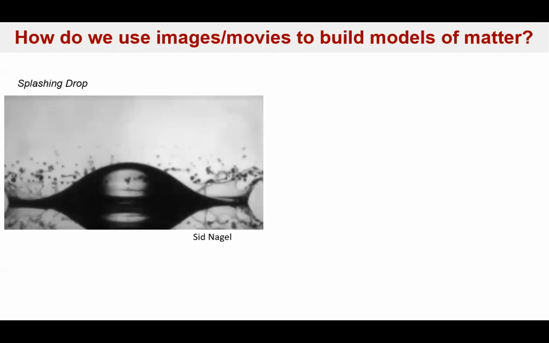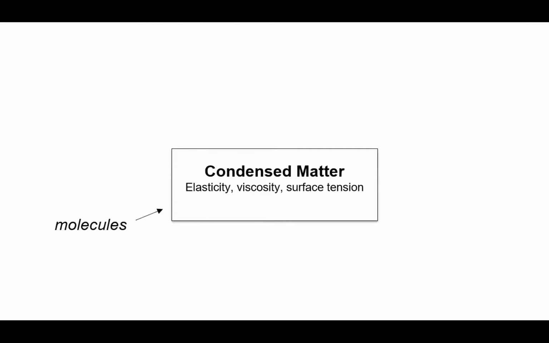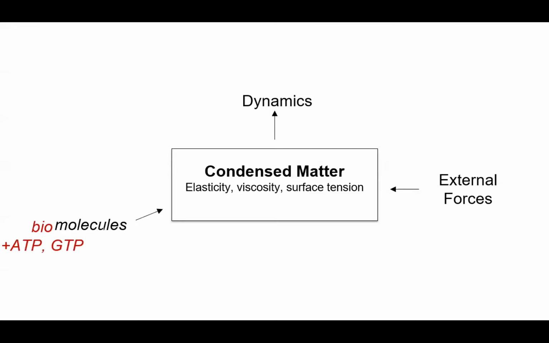So if we think about how we understand condensed matter, right, there's a bunch of molecules that come together in this condensed phase that have certain properties that then describe how this blob of condensed matter responds to external forces to create motion, right? We're here to study biological living matter, right? So as soon as we add more complexity of biomolecules and internal energy, right, there's new properties that emerge from these types of condensed matters.